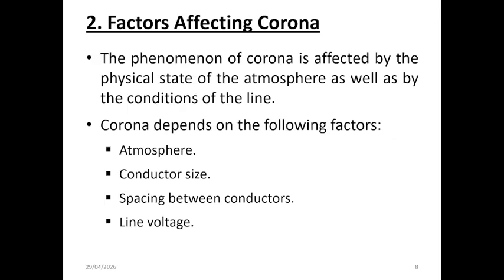Second, the size of the conductor is important. Larger diameter conductors reduce the electric field intensity at the surface and help minimize corona. Third, the spacing between conductors plays a major role, as a smaller spacing increases electric field concentrations and promotes corona formation. Finally, the line voltage is a critical factor, since higher voltages increase the electric stress on the air and make corona more likely to occur.